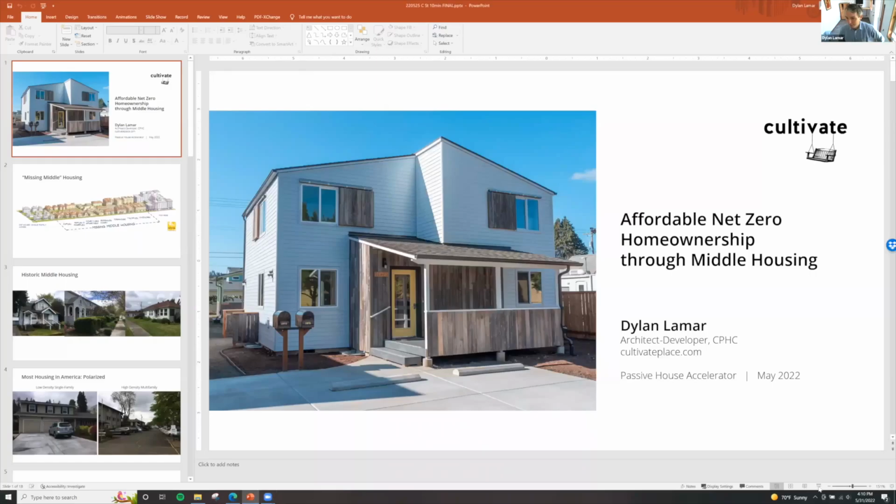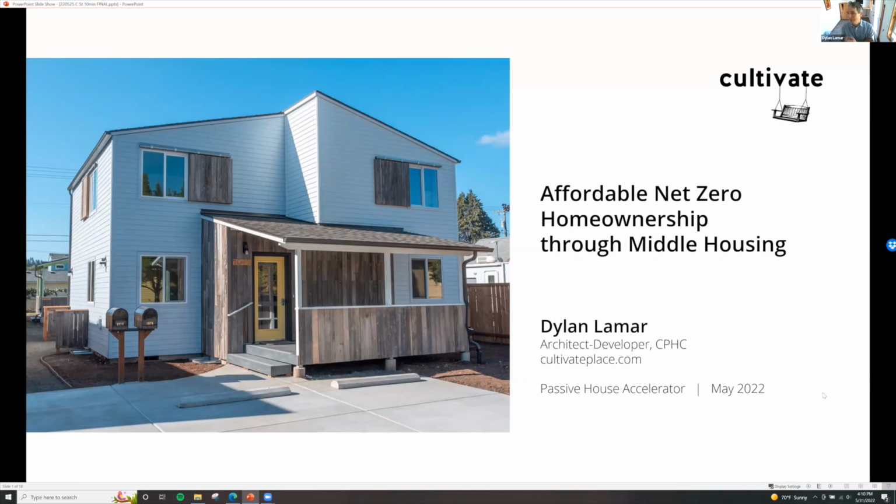Thanks so much, Tim. That was really flattering, and I really appreciate the definition of middle housing you provided there. It's really well aligned with the definition and the purpose I've tried to bring to that. And I'll jump in here and talk a little more about that. Yeah, very honored to be invited to this panel. Thanks to Passivhaus Accelerator for putting it together.